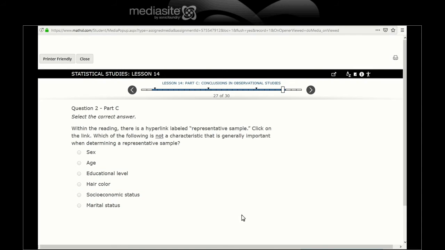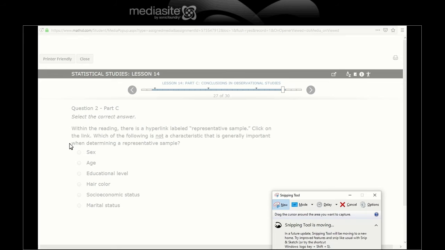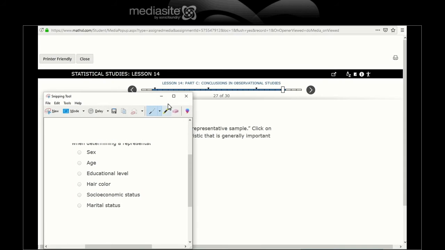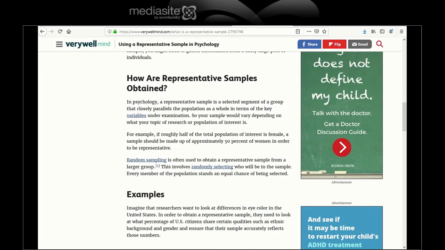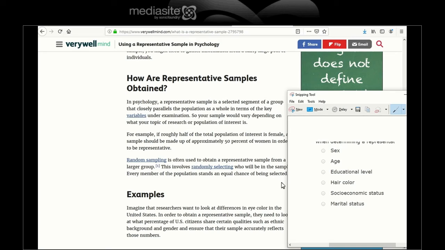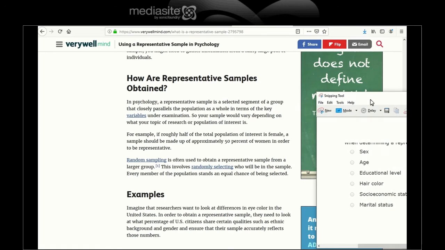What is not on the list? So which of these are not? Or which is not? Sex, age, education level, hair color, social status, marital status. I'm going to go with the gut. I think the answer is hair color. It's not what you would choose somebody on for doing an IQ test.